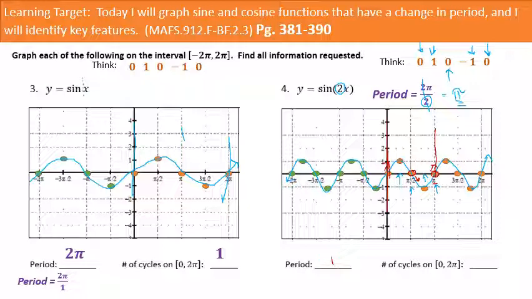Forgot some of my animations. The period's pi. Okay, now, how many cycles do we see between 0 and 2 pi? Well, there's one cycle. And look what happens. We get a whole other wave here. So there's 2 distinct cycles here. Done and done.